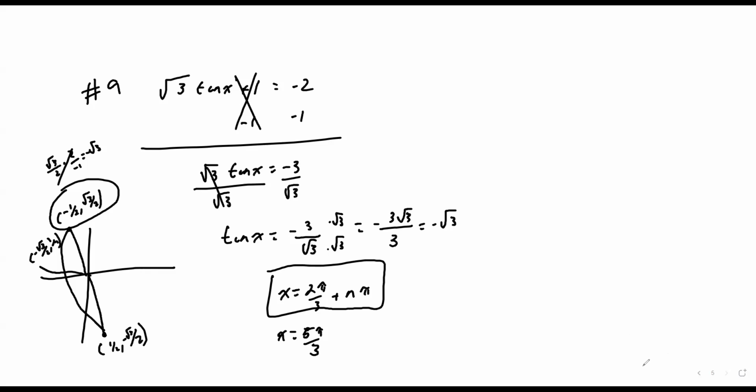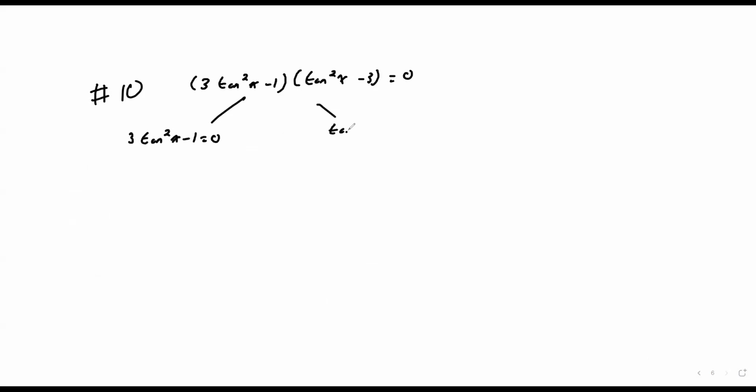All right, so let's see if we can go a little bit harder. Let's go 10. All right, number 10, we have 3 tangent squared x minus 1 times tangent squared x minus 3 equals 0. Now this one's real nice. It's already factored for us and set equal to 0. So all you have to do is set each factor equal to 0. So this becomes 3 tangent squared x minus 1 equals 0, and then tangent squared x minus 3 equals 0.